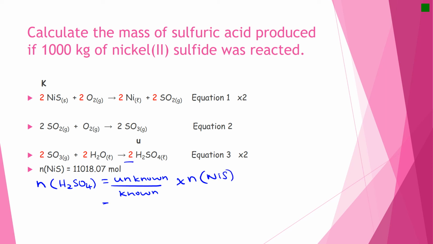and the moles that we know is nickel sulfide. So the unknown is 2. So the coefficient of the unknown was 2. The coefficient of the known is 2. Times by the number of moles of nickel sulfide, which is 11018.07, and it comes out to 11018.07 moles of sulfuric acid.